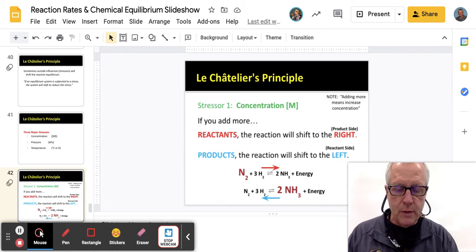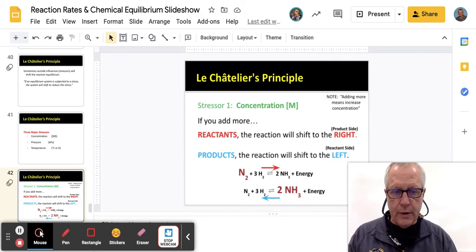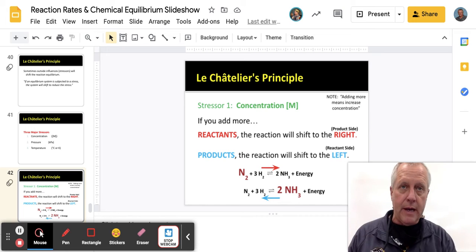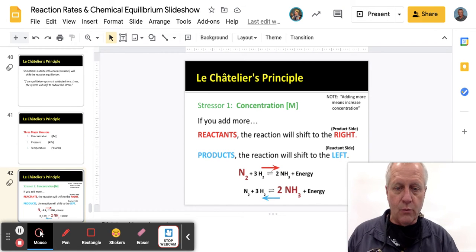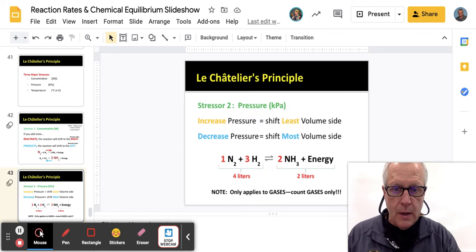Now, with the first one, if the stressor was concentration, then if you add more reactants, you're going to drive that reaction to the right. It's going to want to make more products. If you add more products, then you would drive it to the left. And so that's what's being shown here. That's pretty much common sense.